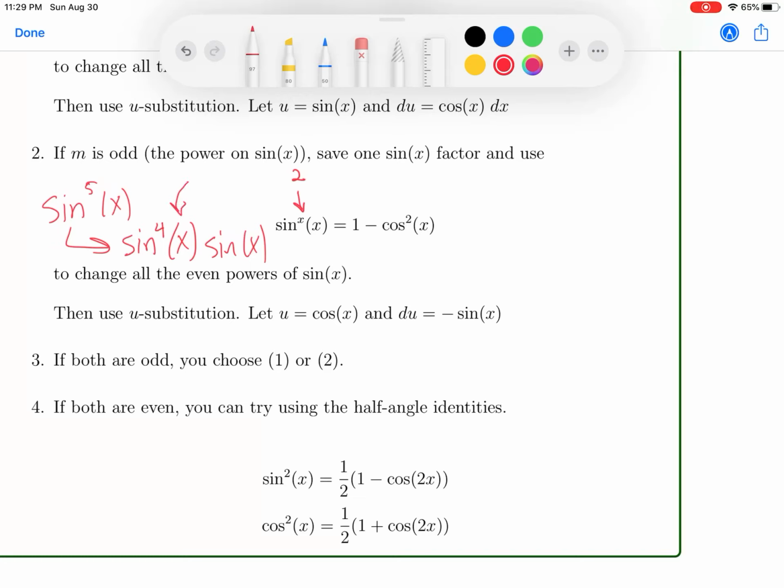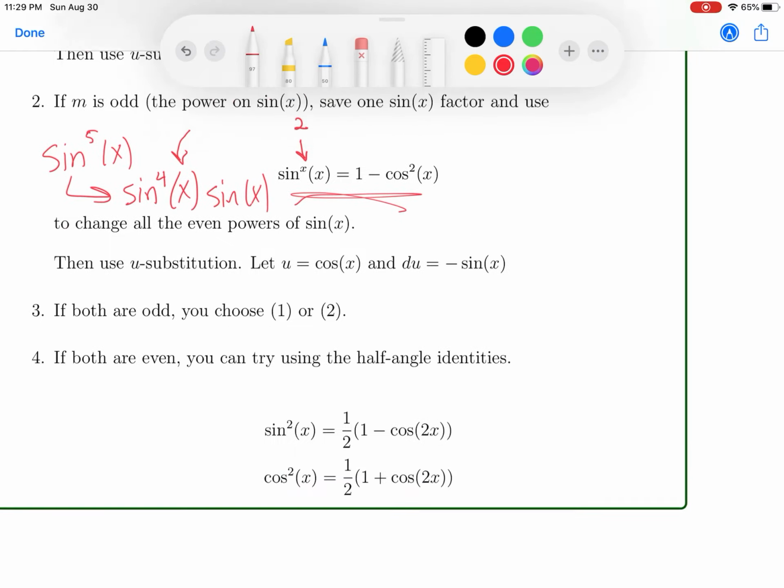Then what you'll do, you'll rewrite this remaining even power so that you can use the identity that I have right here. Once you do that, do a u sub, let u be equal to cosine, du is going to be negative sine. Bada bing, bada boom, you can figure it out.